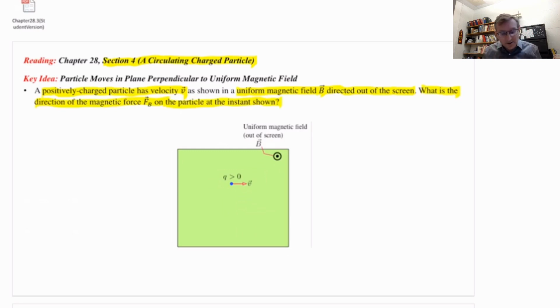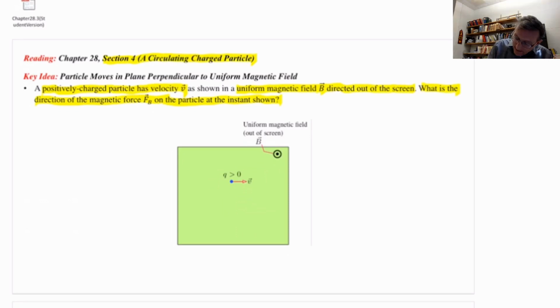I'd like you to get an answer for that on your own. Feel free to pause the video, get an answer for the direction of F_B, and then come back. Okay, so did you think about that? Did you employ in your thinking this expression that the magnetic force equals the charge Q times V cross B? And all I'm asking for right now is the direction of that force.